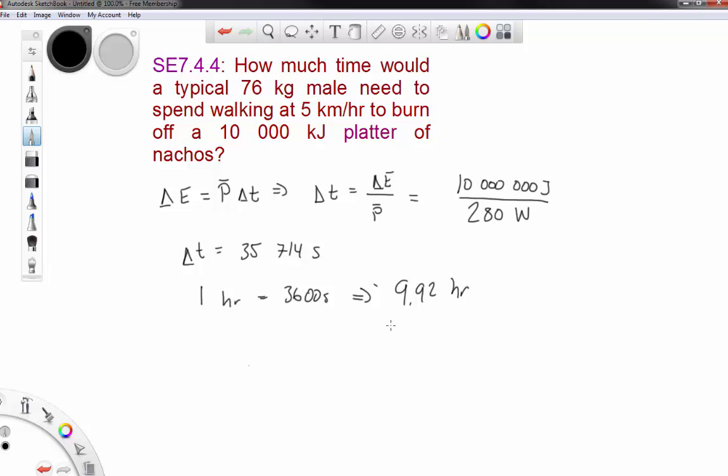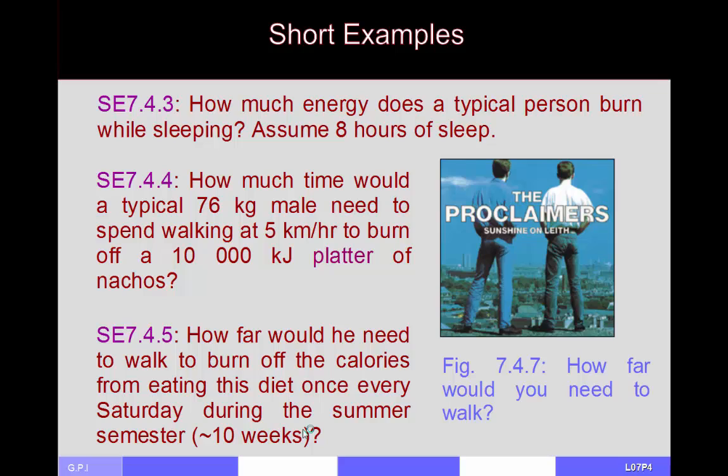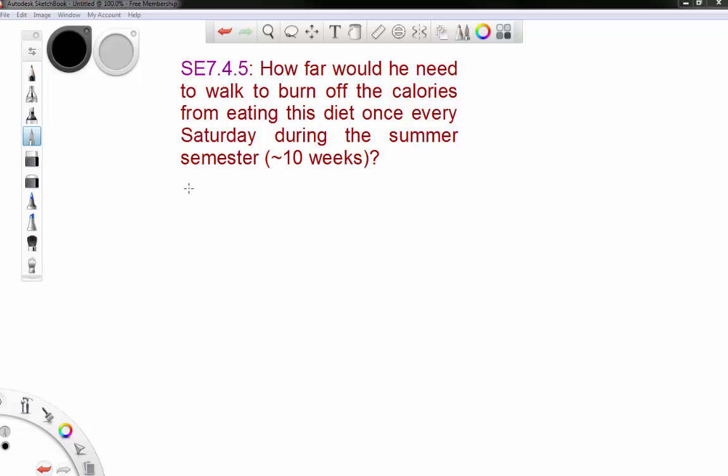All right, so I went ahead and did this calculation because our next example asks, how far is this guy going to need to walk to burn off all the calories from eating this diet of one platter of nachos per Saturday times one Saturday per weekend over the entire summer? Granted, here at Troy, a lot of the time Moe's is closed on Saturday, so this may not be an issue, but maybe you do this once every Thursday or something. All right, so you eat this diet 10 times. How far are you going to need to walk? Well, we've already established that you need to walk about 9.92 hours for one nacho platter. And we're going to do this times 10.